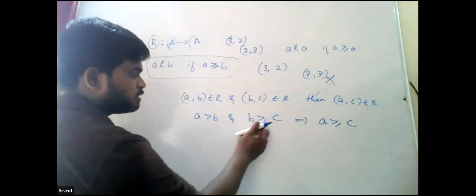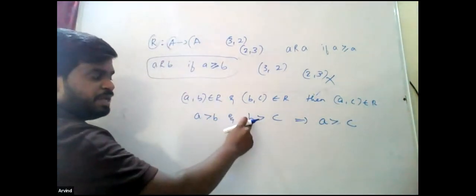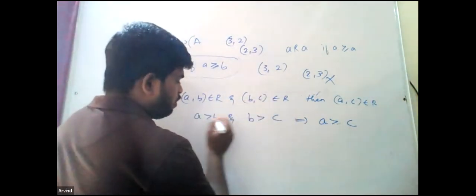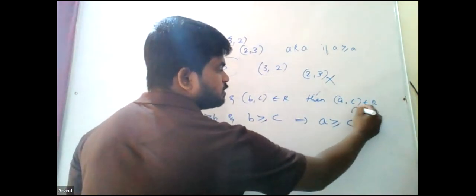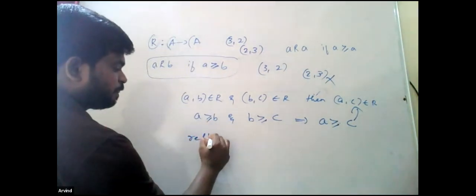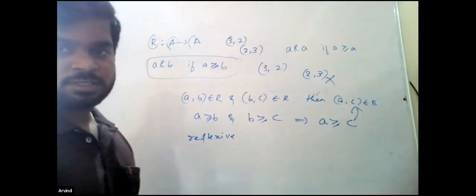Forget about this equals. If A is greater than B and B is greater than C, then obviously A is greater than C, or greater than or equal to, we can say. Therefore if A is greater than or equal to C, which implies A, C belongs to R. So it is reflexive, not symmetric, transitive. So let's see which is the correct option.